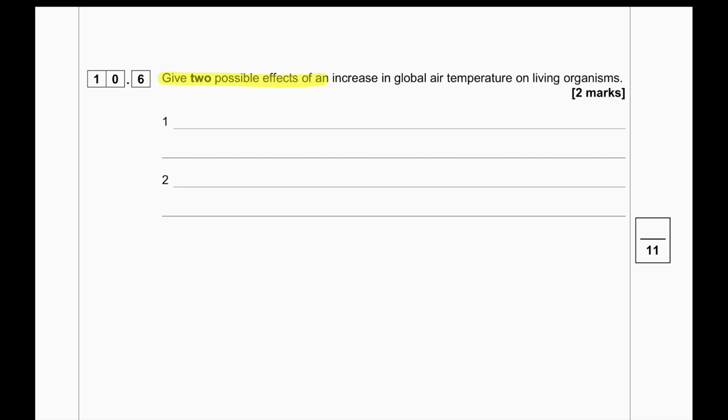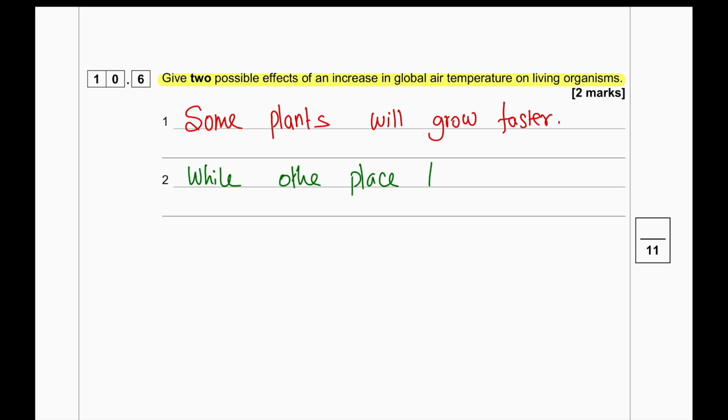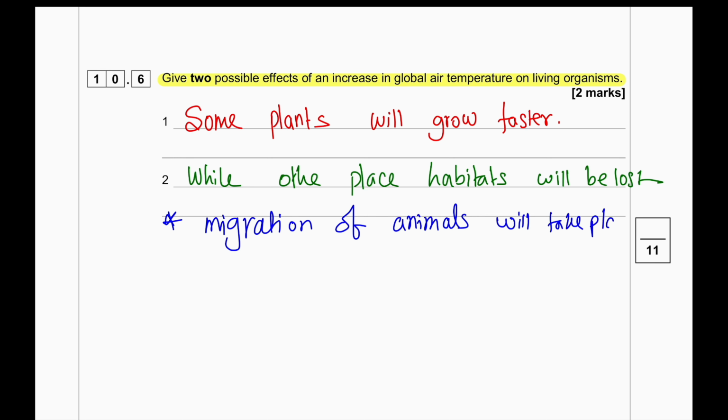Give two possible effects of an increase in global air temperature on living organisms. So some plants will grow faster and will produce a higher yield, whereas some habitats which are at a higher temperature can die and might be lost. So animals will need to migrate or they will go extinct. So four points are here. You only need to write two points.